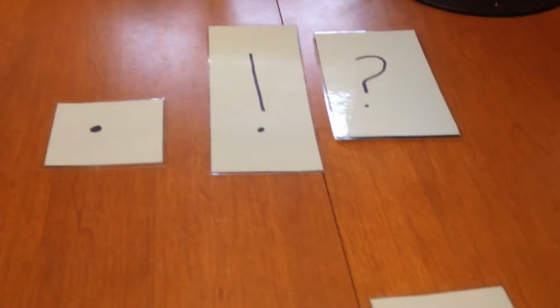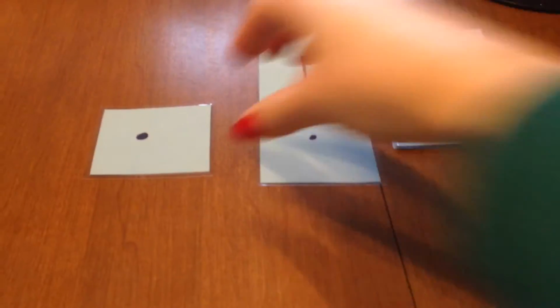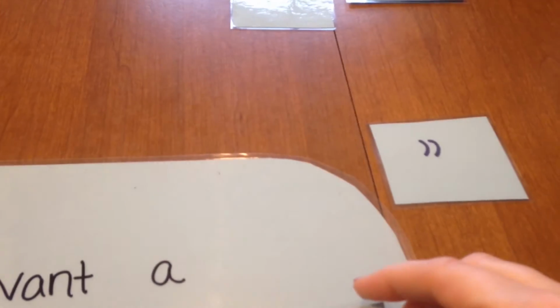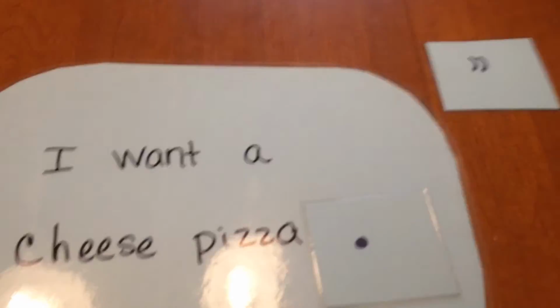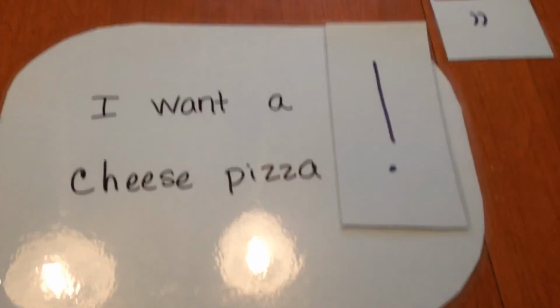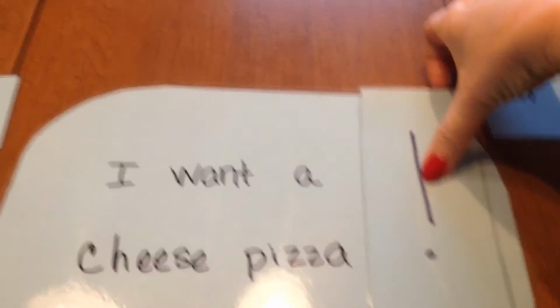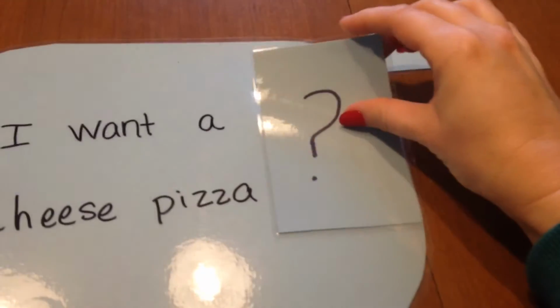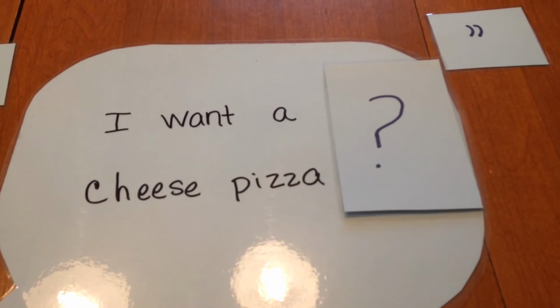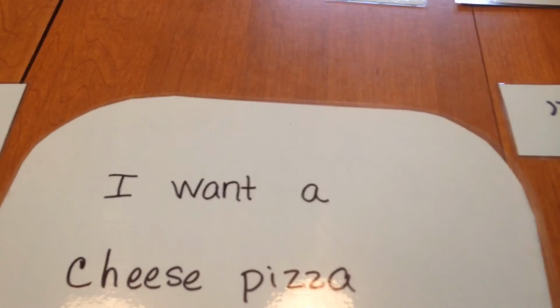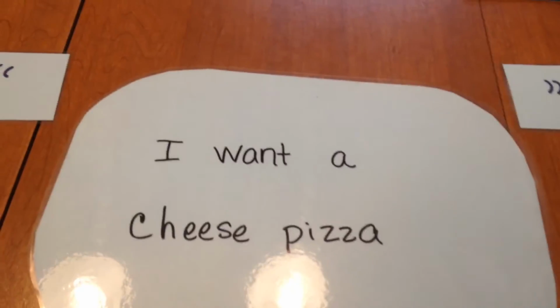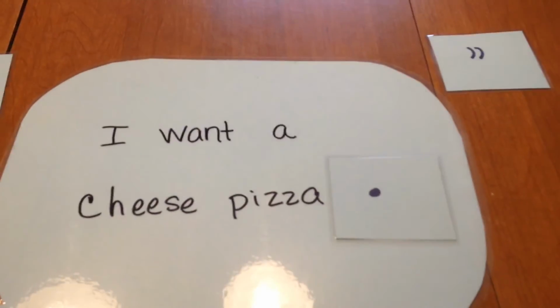So now let's look at our end punctuation and decide which one we need to put into our sentence. A period tells us it's just a statement. If I put a period here, then that means that Madeline said, I want a cheese pizza. If I put an exclamation mark in here instead, that would mean that what she said is, I want a cheese pizza! And if I put a question mark here, that means that Madeline was asking, I want a cheese pizza? So which one do you think we should use today? The period? Oh, very good. Okay. I want a cheese pizza.